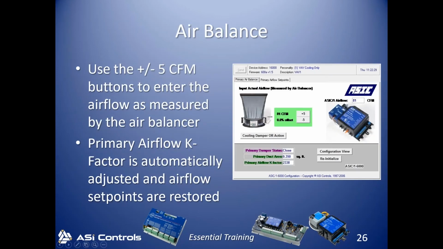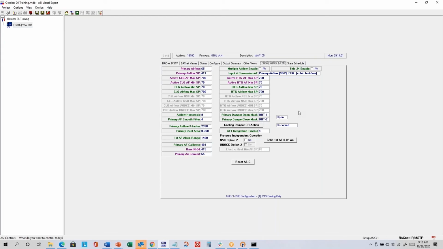And then there's an air balance screen that can be used to help the controller measure the airflow more accurately. The airflow sensor itself is calibrated at a 0 point, but then, depending on the performance of the flow cross and whatnot, there's this K factor number that can be changed. And what we normally do to get to this air balance screen, there's actually 2 ways.